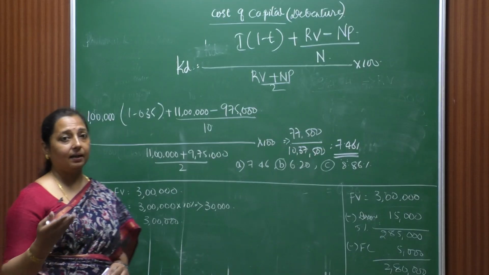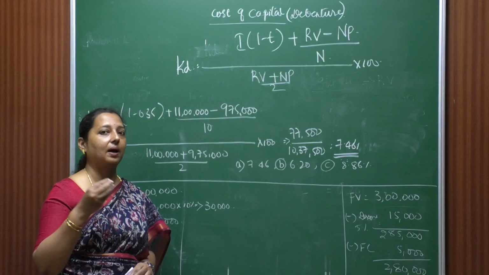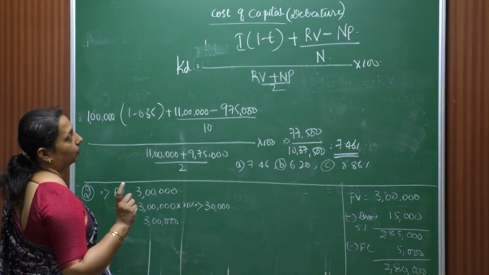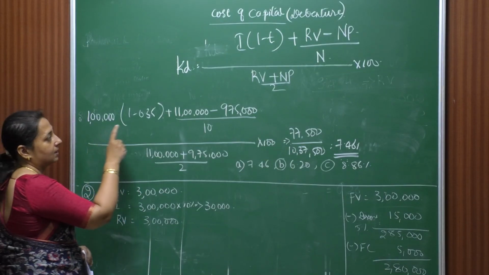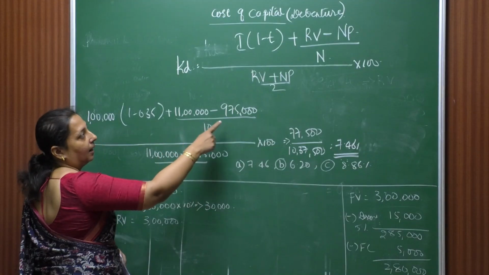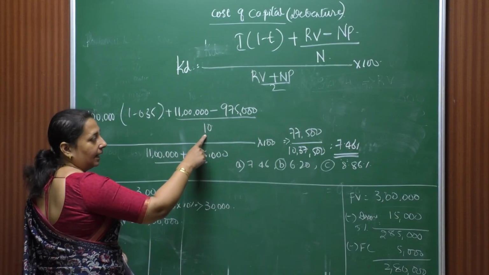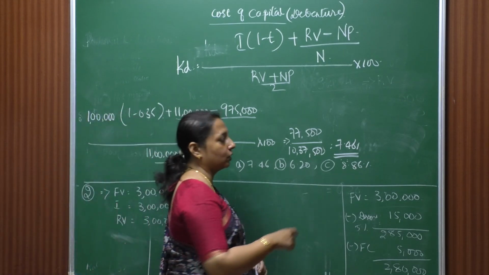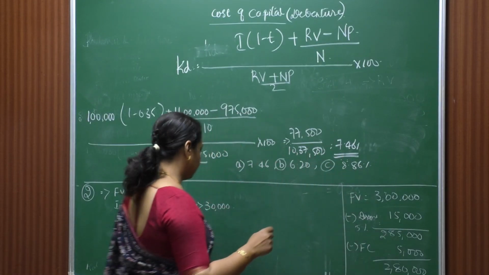In the last slide we saw how to calculate net proceeds at par, premium and discount. We shall continue here. The interest, in step 1 we calculated, we got 1 lakh rupees, redeemable value 11 lakh, and the net proceeds at par is 9,75,000. N stands for number of years. If you substitute this, you will get an average cost of debt of 7.46. So, cost of debt is 7.46.